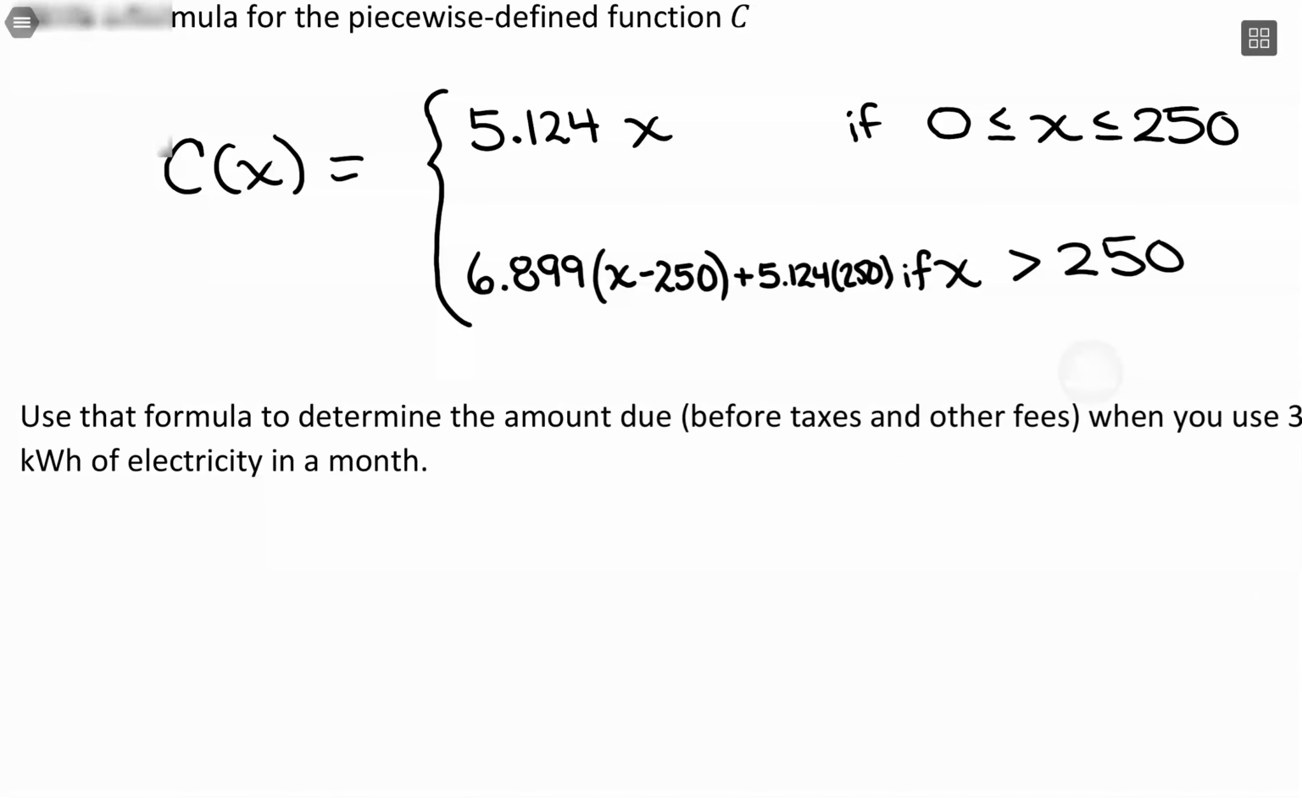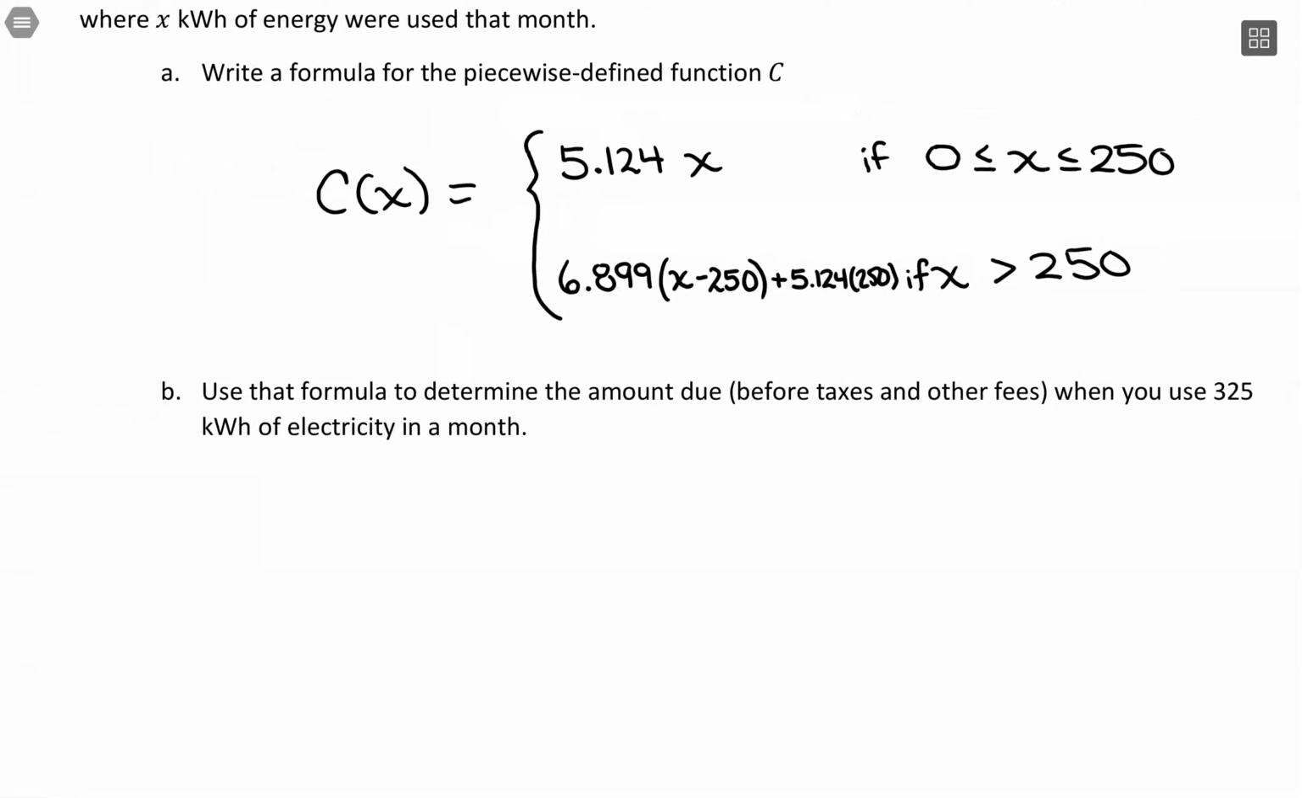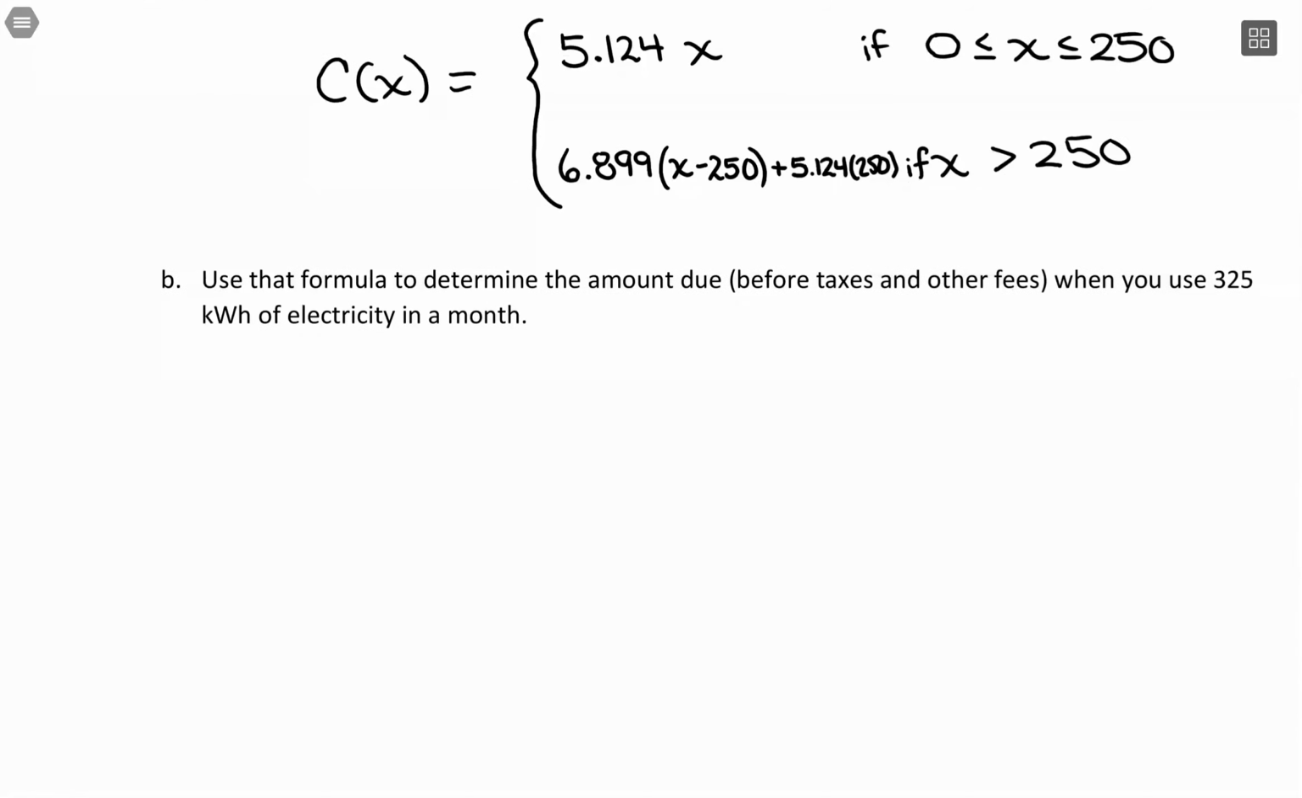So let's see how all of this plugs in. Use the formula to determine the amount due when you use 325. This is where we use the second formula because we've gone over 250. So we'll have 6.899 times 325 minus 250 plus 5.124 times 250. And we could have simplified the second piece. It would look better if we simplified that so there's not extra work to do. But it's nice to see it separated so you know where those numbers are coming from.